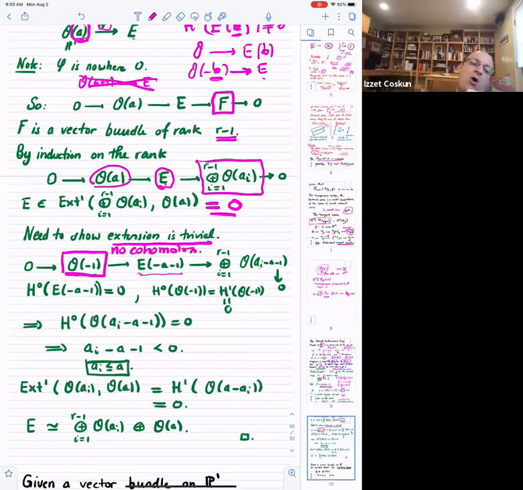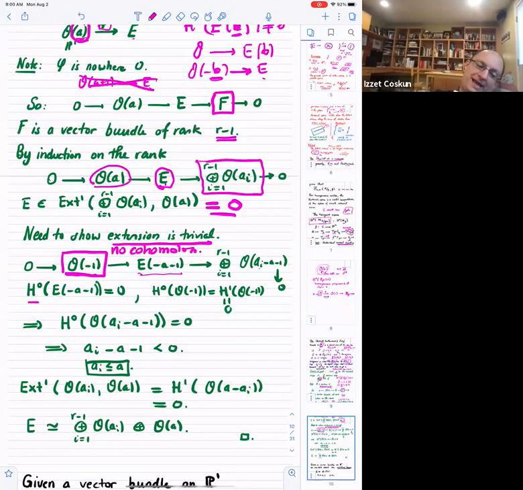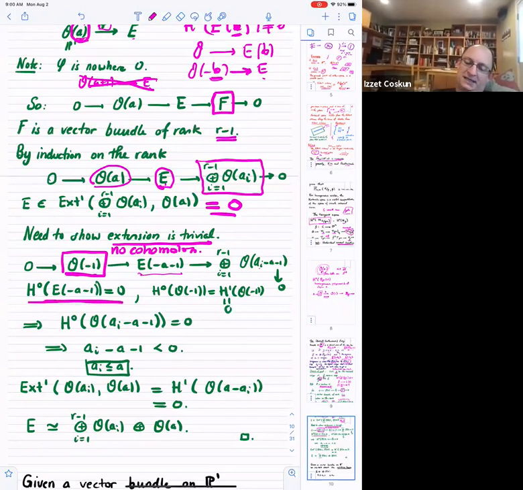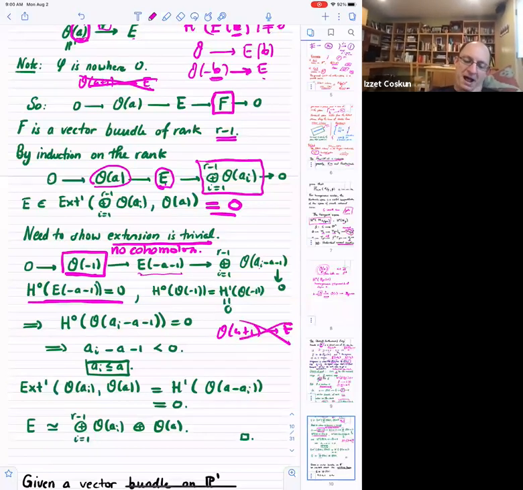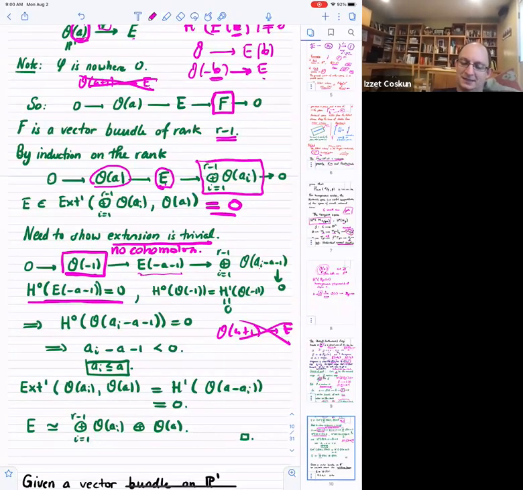Right? On the other hand, I also know that H naught of this is 0. Because you see, if there were a section like this, then I would get a map from OA plus 1 into E. And remember, we chose A to be maximal. So there are no such non-zero maps. So we know that this is 0. It follows that the H naughts of these things are all 0.